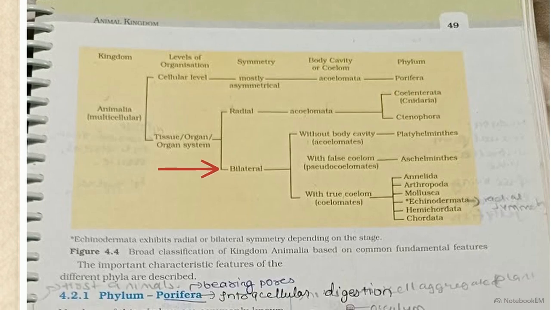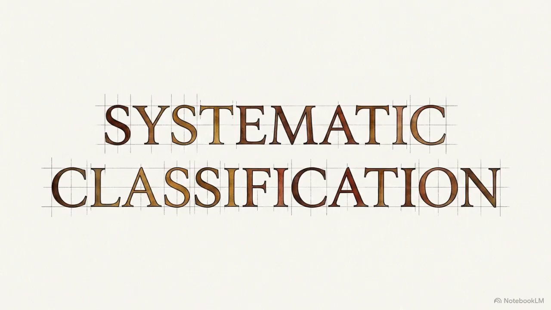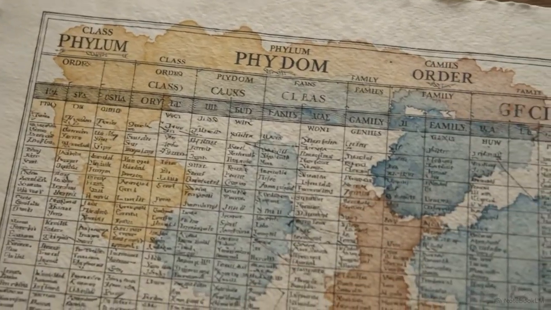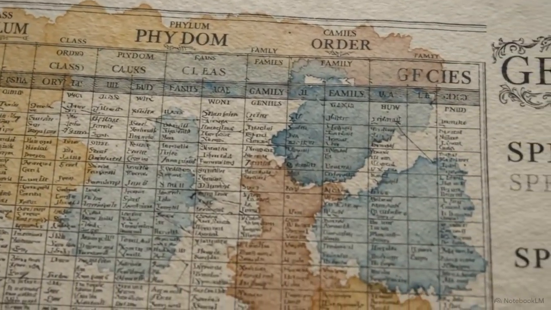Following the bilateral branch reveals the final split. The coelom's nature takes the remaining phyla and flawlessly sorts them into position. Applied sequentially, taxonomy becomes a predictable equation. An organism's position on this logic map predicts its specific physiological systems.